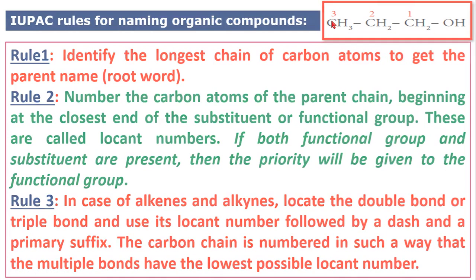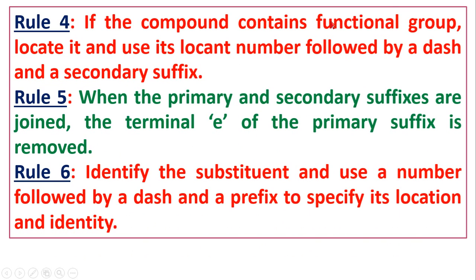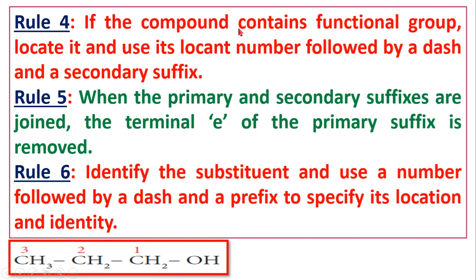Now, rule 4. If the compound contains a functional group, locate it and use its locant number followed by a dash and a secondary suffix. Here, the OH is the functional group. This is alcohol. For alcohol, you have to use the suffix. The secondary suffix is OL. Here, locate the first carbon. So 3 carbon, propane. The first carbon, 1. On the first carbon, a functional group is attached. So how to name it here? Prop-1-ol. Can you understand?